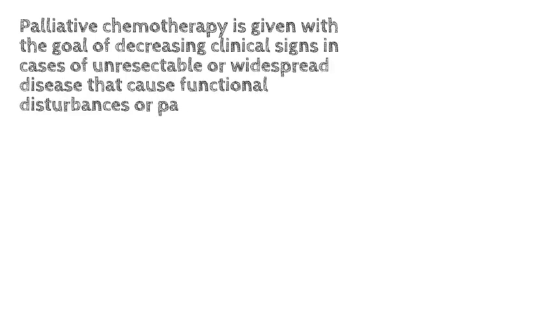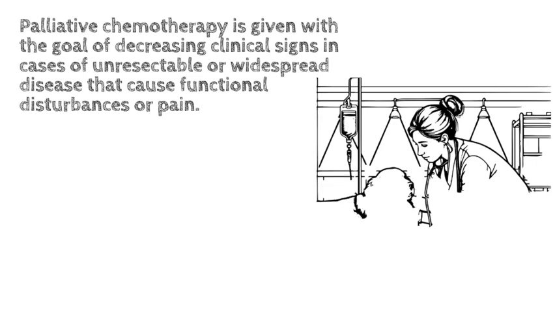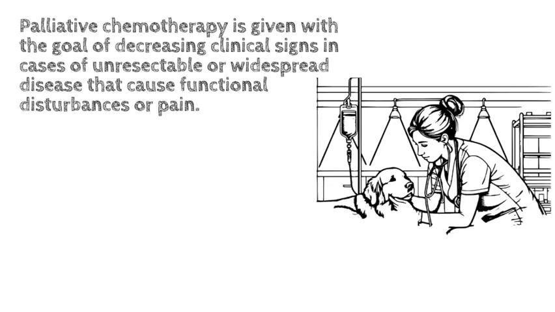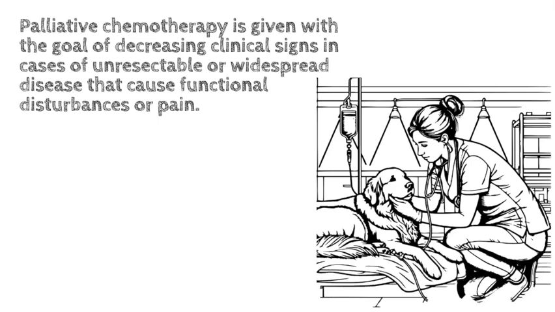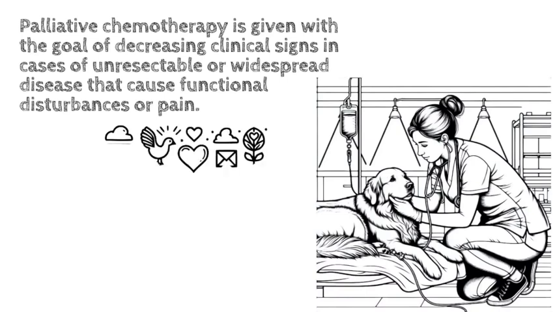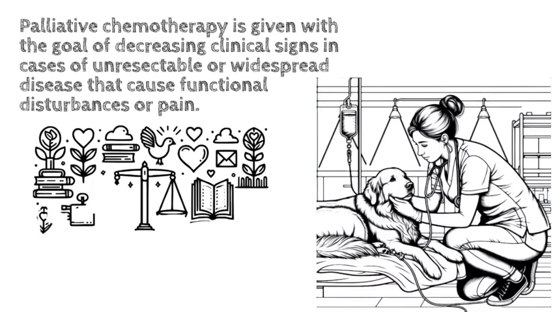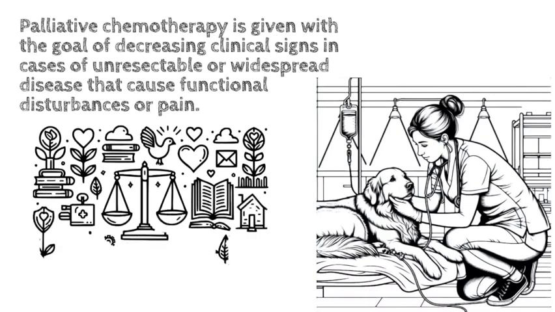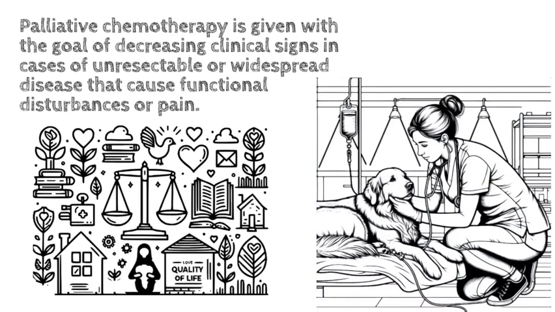Palliative chemotherapy is given with the goal of decreasing clinical signs in cases of unresectable or widespread disease that cause functional disturbances or pain. The outcome of palliative therapy is evaluated more on quality of life issues rather than objective tumor response metrics. The subjective nature of assessing the effect, especially pain control, makes systematic testing of palliative protocols challenging, often leaving treatment decisions more to the clinician's discretion and the client's goals. However, if tumor growth impacts organ function, objective endpoints like improved functional capacity might exist.